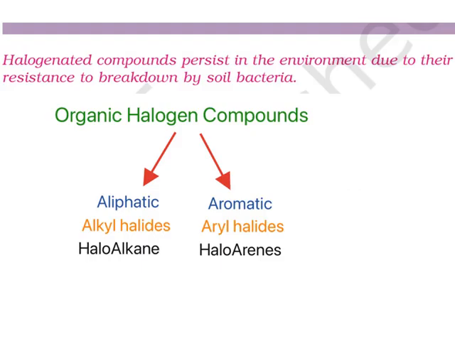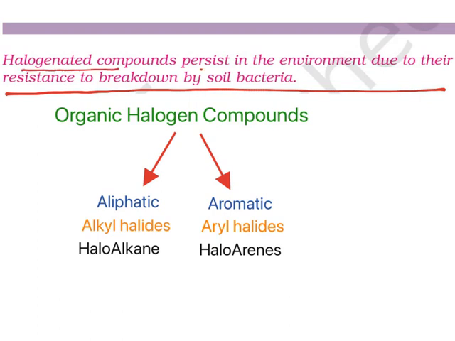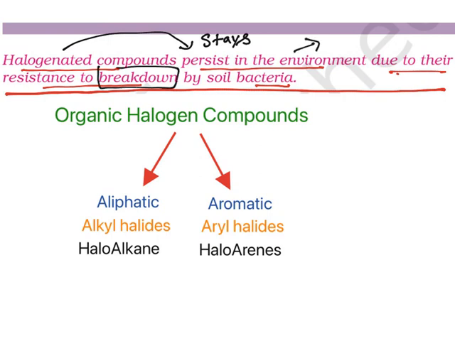Let's get started. Now when you see Unit 10, under the title you find this statement. What does this say? According to this, halogenated compounds persist in the environment due to their resistance to breakdown by soil bacteria. What does it mean? Persist means they stay for a long time. They stay in the environment for a long time because they are not broken down by soil bacteria.